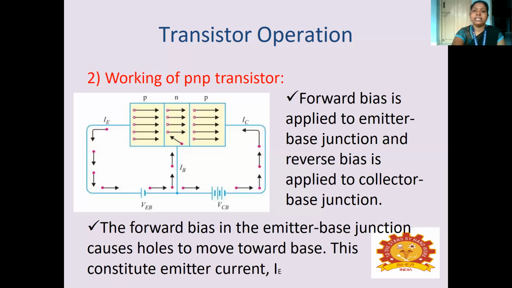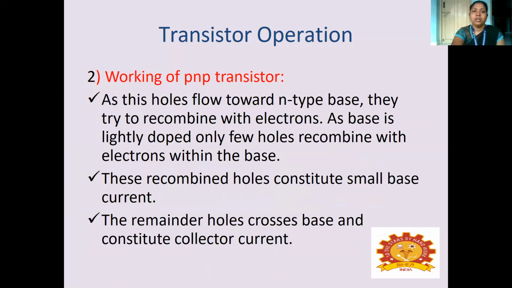A very minor current is going to flow there. As these holes flow towards the N-type base, they try to recombine with electrons. It is just the opposite with respect to the NPN transistor. Again, here also they will recombine in the center one, the base. And we know that the base is lightly doped and only a few holes will combine with electrons within the base. These recombined holes constitute a small base current, that is IB. The remaining holes will cross the base and constitute a current called IC, the collector current.